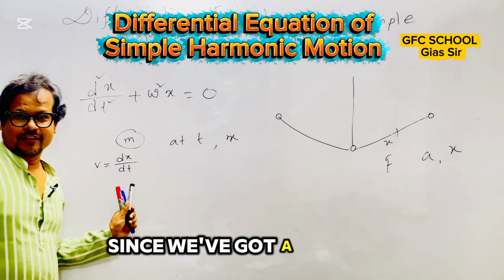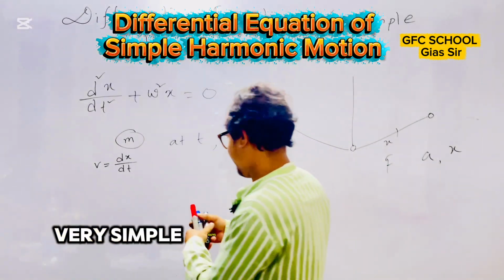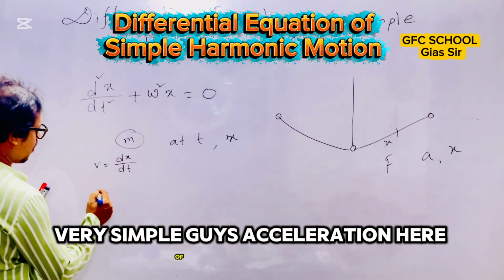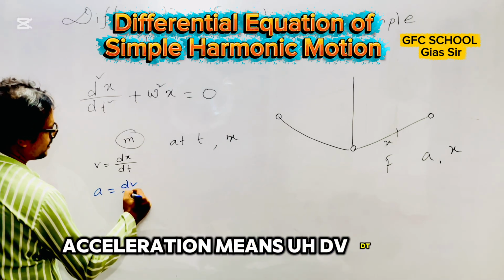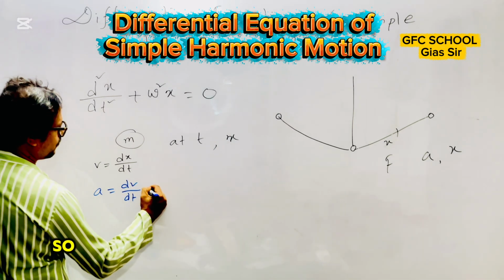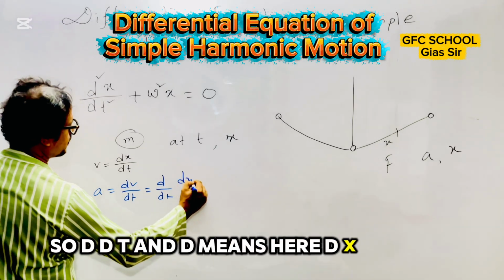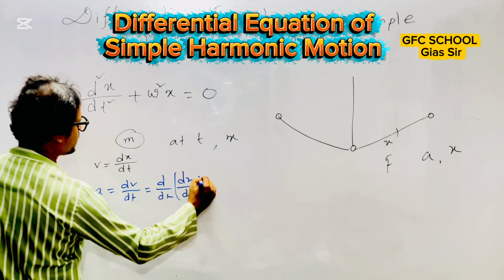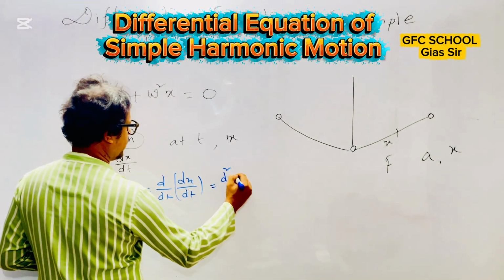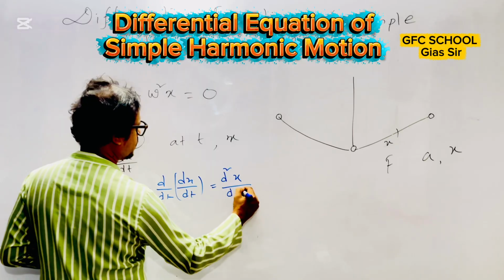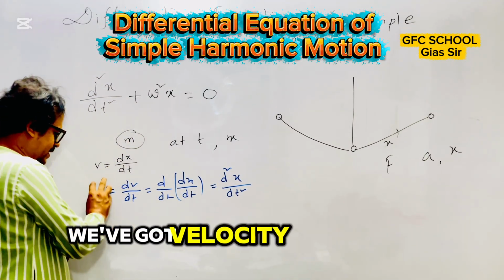Since we've got velocity, what can we get? Acceleration. Very simple, guys. Acceleration of this particle means dv over dt, right? So d over dt, and v means here dx over dt. Just now we got this. So d squared x upon dt squared is the acceleration. Guys, we've got velocity and acceleration.